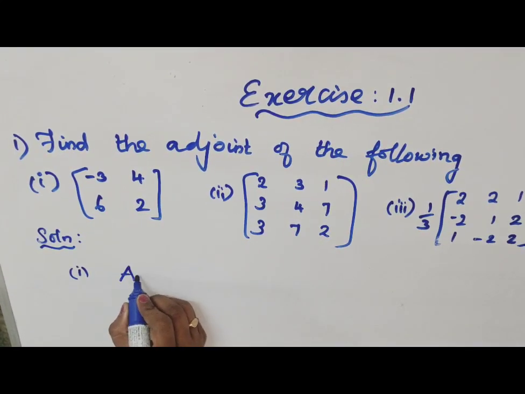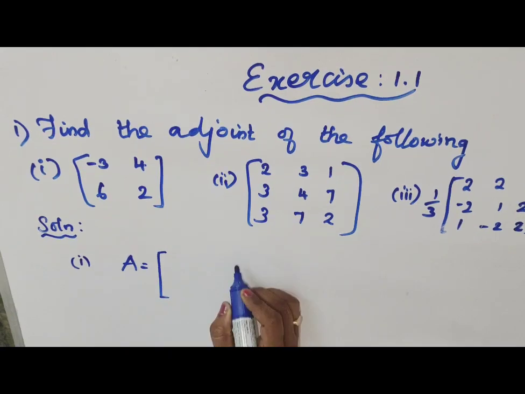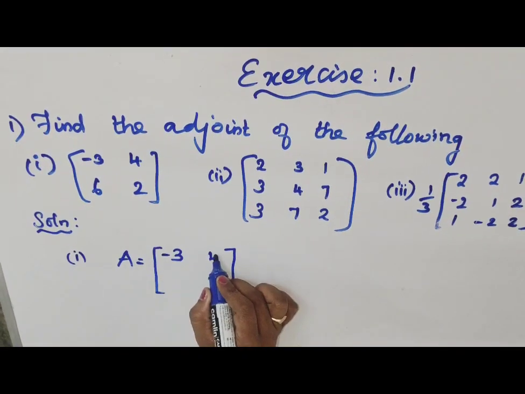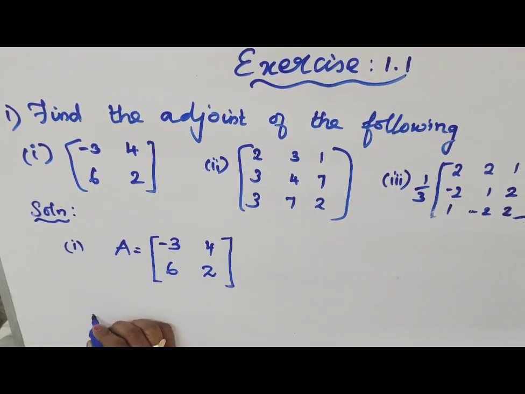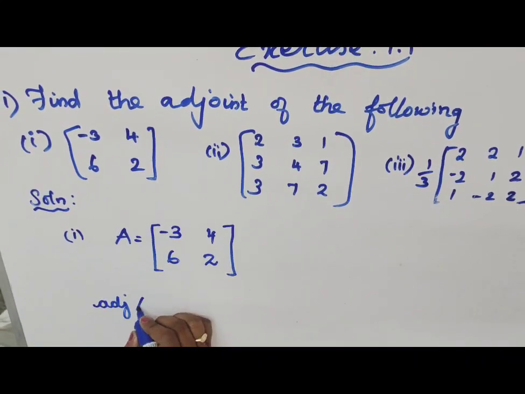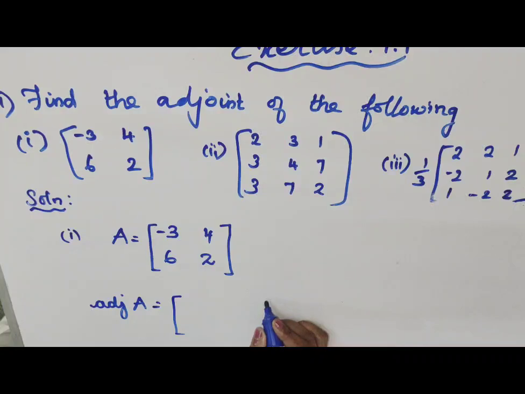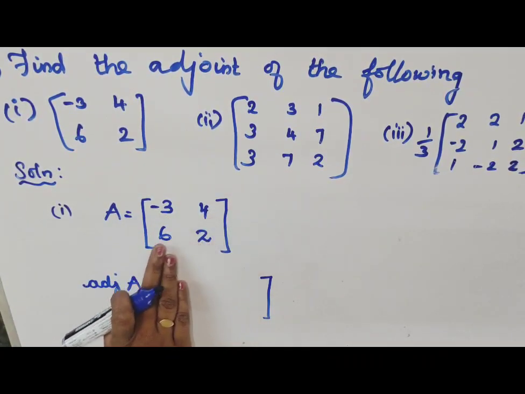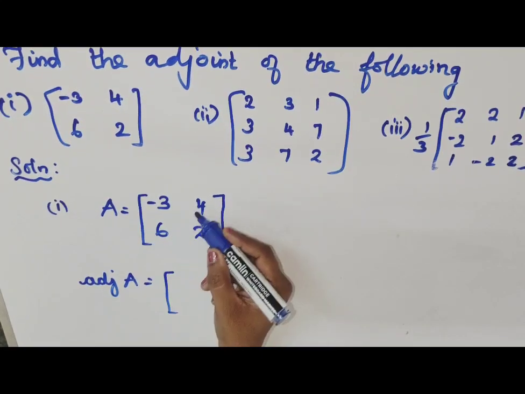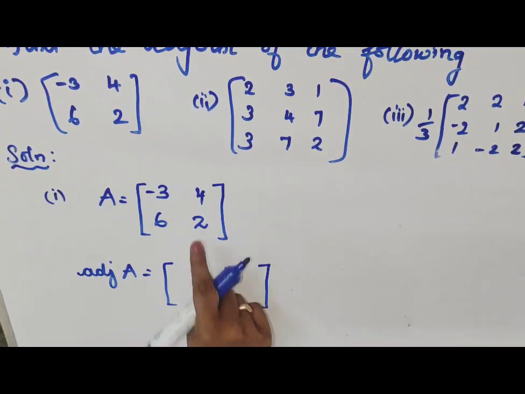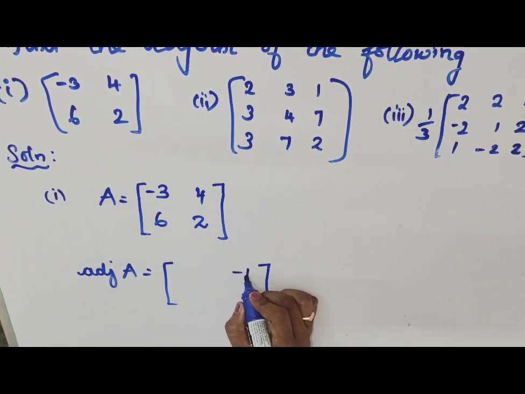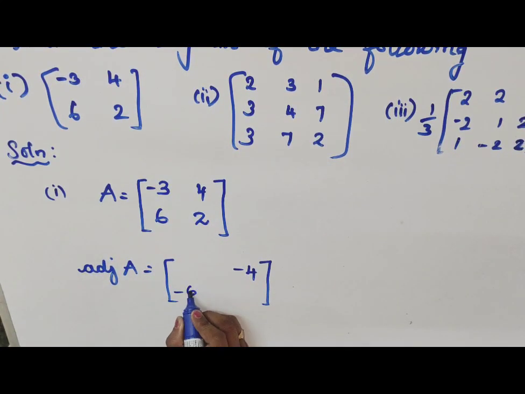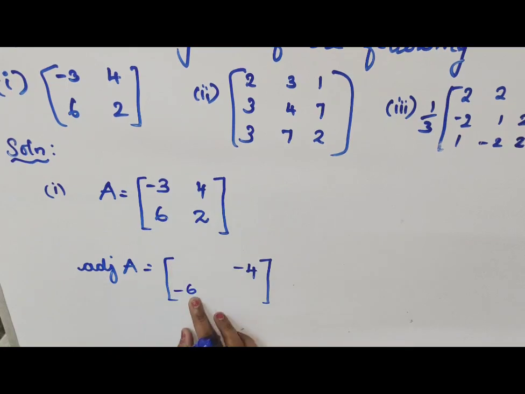Let us consider this given matrix as A. Whatever variable you want, you can consider. I am considering it as A: -3, 4, 6, 2. Okay, we are going to find the adjoint. To find the adjoint of a 2 cross 2 matrix, let us consider this as one diagonal and this as another diagonal. For this diagonal, we have to change the symbols. For example, this is a +4, we have to change it to -4. Here also it is +6, we have to change it to -6.